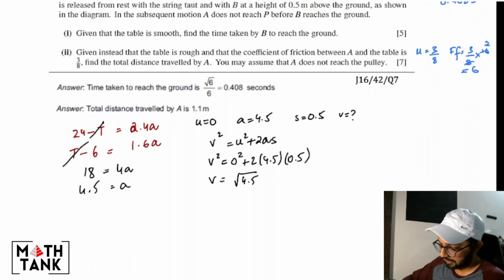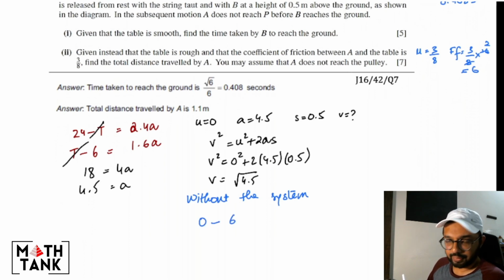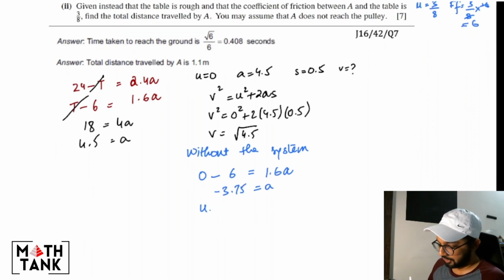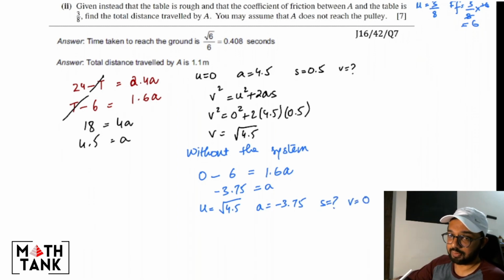So for the next part, without the system basically, A is no longer accelerating. Its tension has gone down to 0. It's being resisted by a frictional force, so minus 6 equals ma. So a is right now minus 6 divided by 1.6. So the particle is decelerating with a deceleration of minus 3.75. Its starting speed for this part of the motion is root 4.5. It's decelerating. My interest is in finding s, so I need to know when it stops. So it's going to stop when its speed reaches 0.